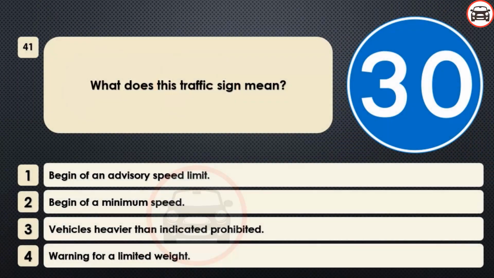What does this traffic sign mean? 1. Begin of an advisory speed limit. 2. Begin of a minimum speed. 3. Vehicles heavier than indicated prohibited. 4. Warning for a limited weight.